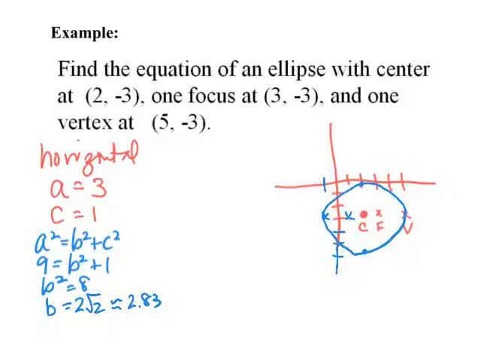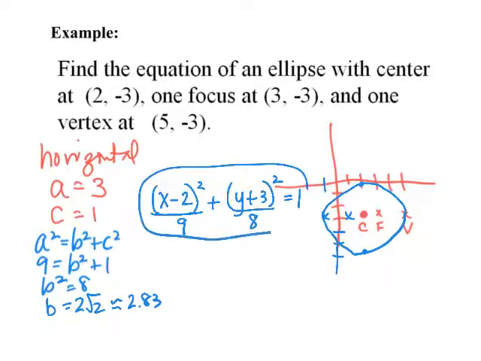So let's go ahead and do this. Since it's horizontal, I'm going to start with the x squared term. So you're going to have x minus the x coordinate of the vertex squared. And we'll add that to, it's always a plus here, the y term. And that is minus the y coordinate of the vertex, so that's a plus 3. The equation always equals 1. And since it's horizontal, I put the a squared underneath the x term, and I put the b squared underneath the y term. And that is your equation of this ellipse.